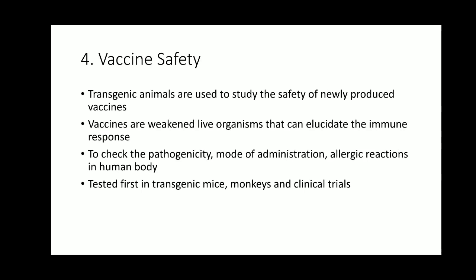Initially a small volunteer group of people is tested with the vaccine, then a moderate group of people, and then a big population group. Once the quality and safety of the vaccine is assured through these trials, only then is it released into the market. Since vaccines are made with weakened live organisms, we are not going to take any risk by directly injecting them into human beings, because human life is very precious. That is the reason these vaccines are first tested in transgenic animals, especially transgenic mice.